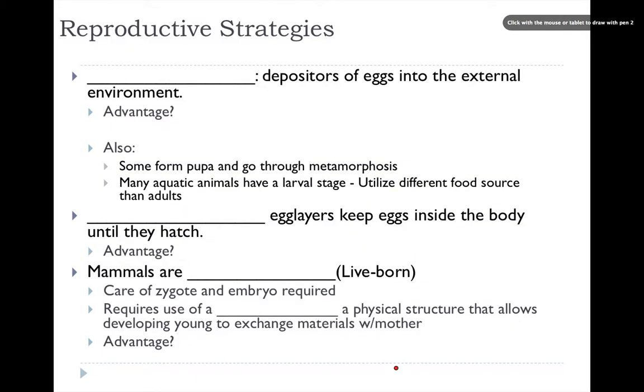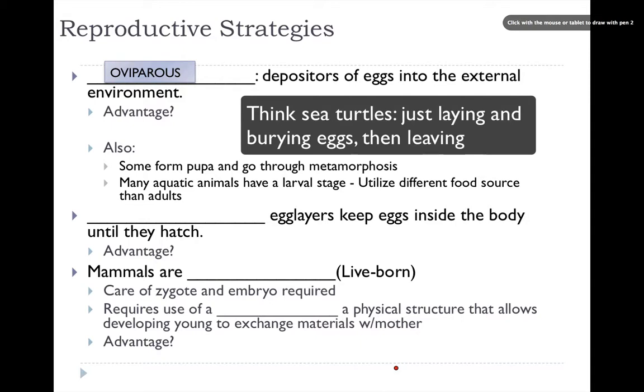So there are some reproductive strategies we can mention as well. We'll go through a few of these. First of all, we have oviparous. Oviparous is a depositor of eggs into the external environment. So if you are just burying eggs or depositing them in a particular area, that's going to have a lot of advantages to the parents who do that.